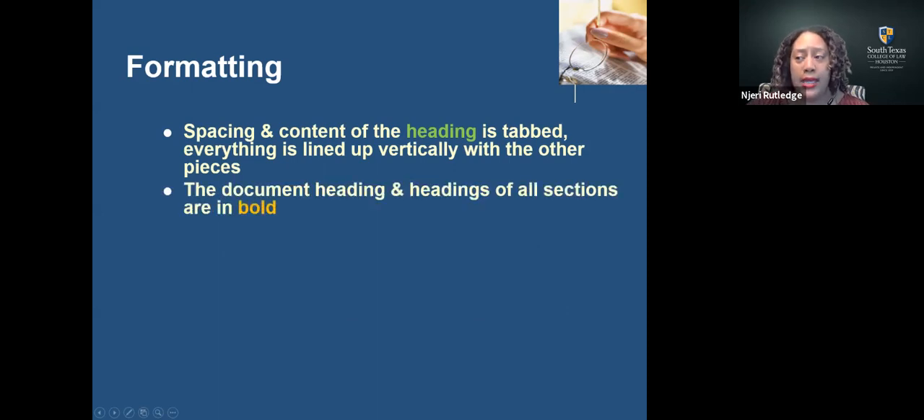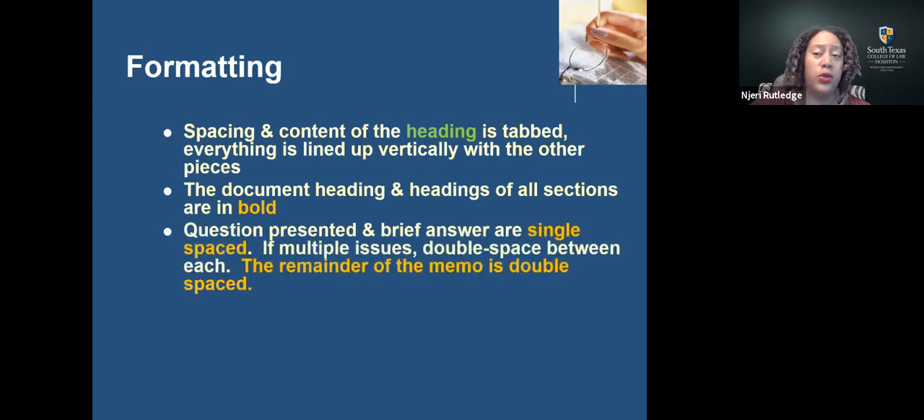Make sure your headings of all sections are in bold. Your headings don't need to melt away with your text. They need to stand out. Centering is also a good idea.